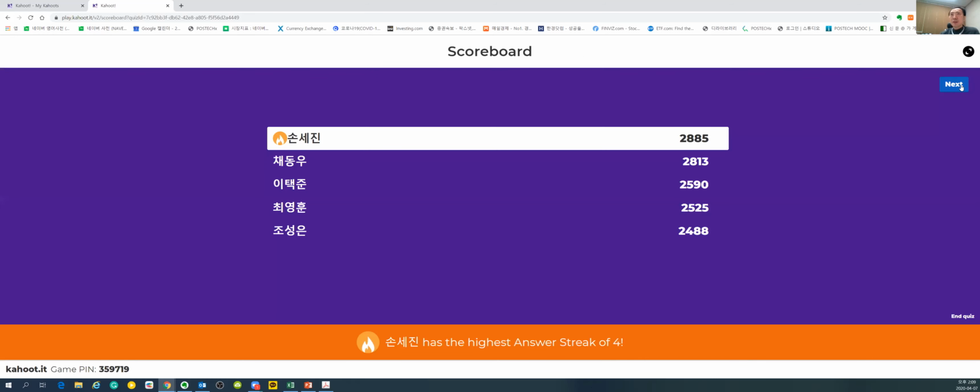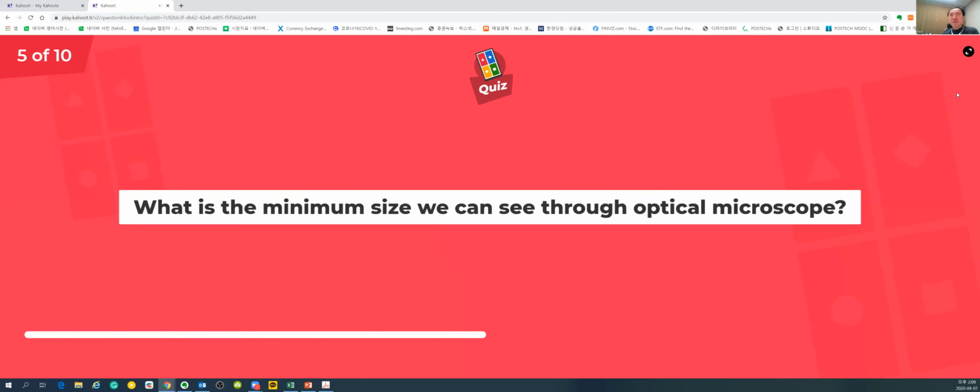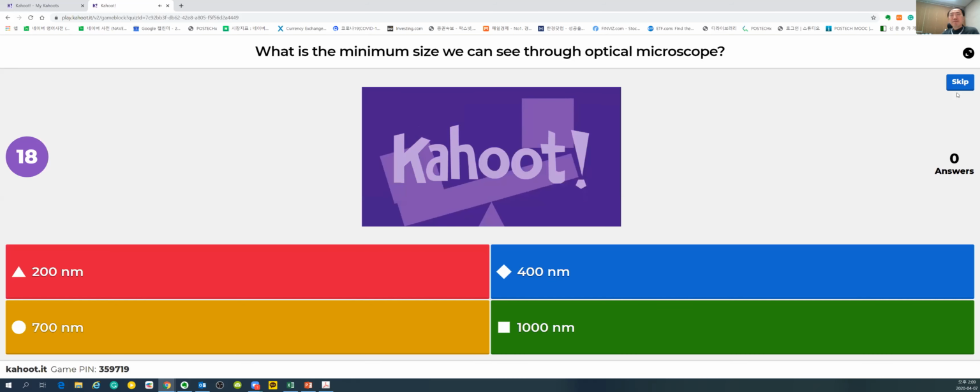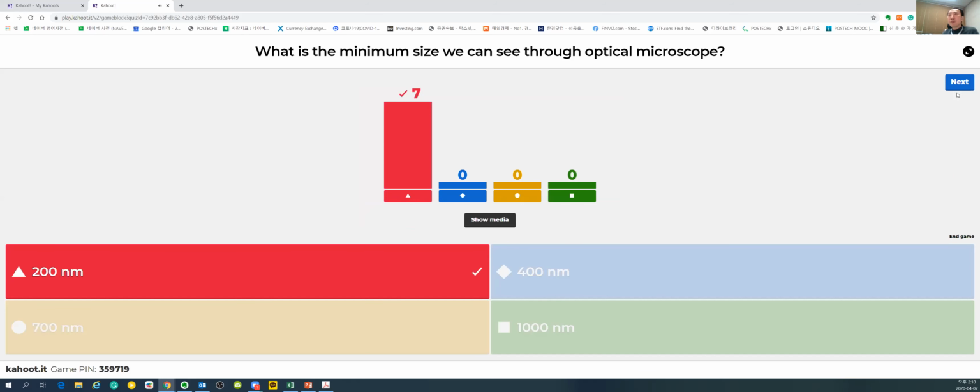Now I gave you some questions about the visible size. Okay, very good. Whether you memorized or maybe you understood those physical laws, anyway, the ideal, theoretical minimum size we can see is half of the wavelength. So if you choose 200 nanometers, what is your assumption? Which light did you use? Did you use a red light or did you use a blue light?